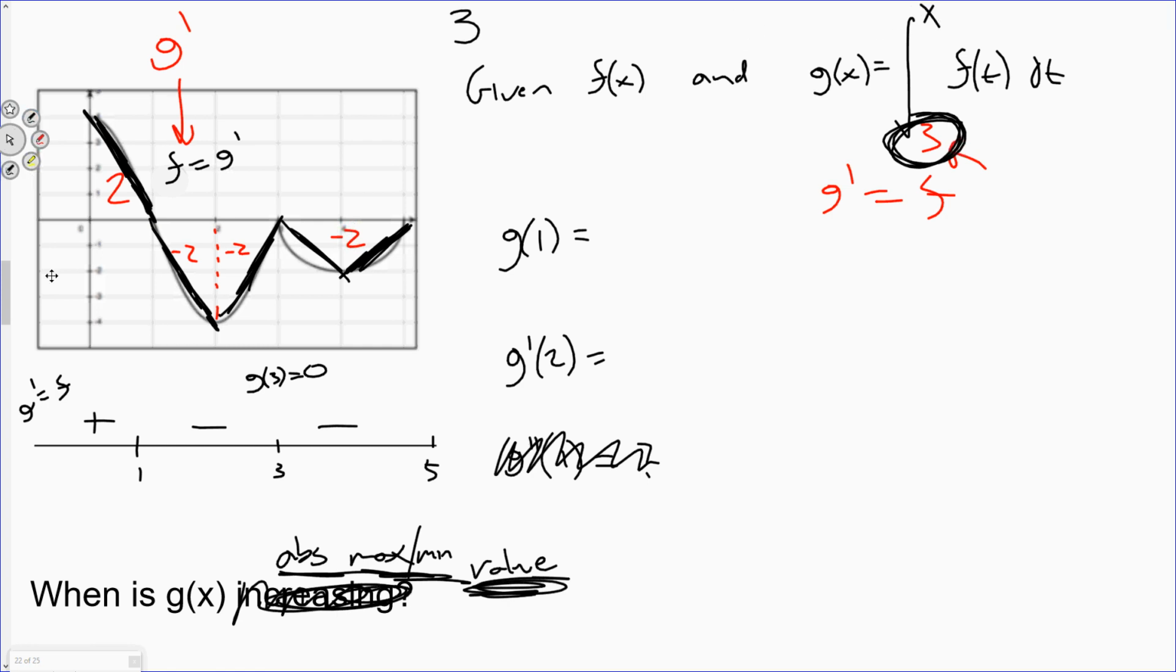Now, if you have that starting point, you know the areas and the displacements. You know the areas under F will be the displacements of G. The areas under G prime. How much G is changing?